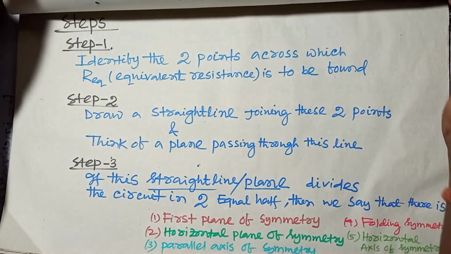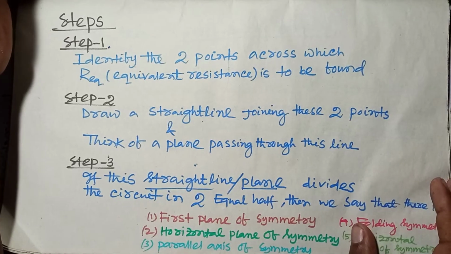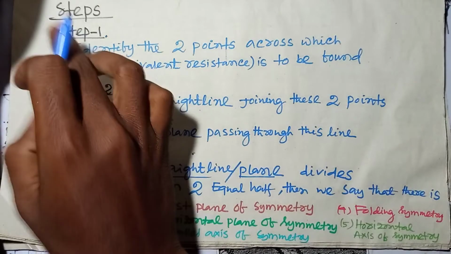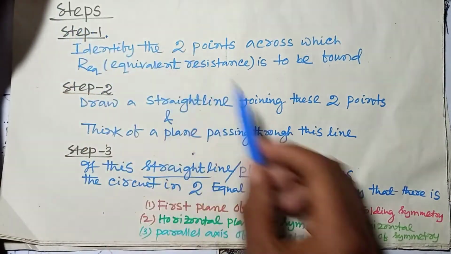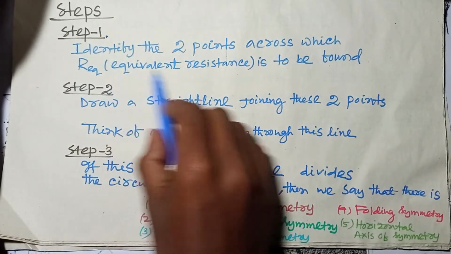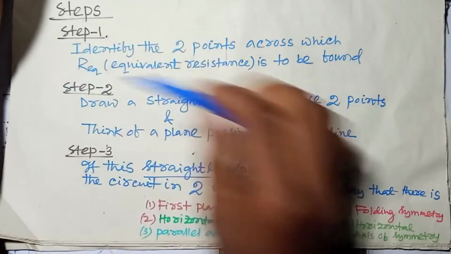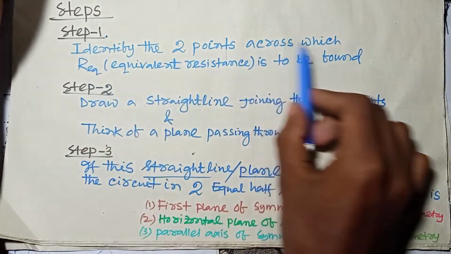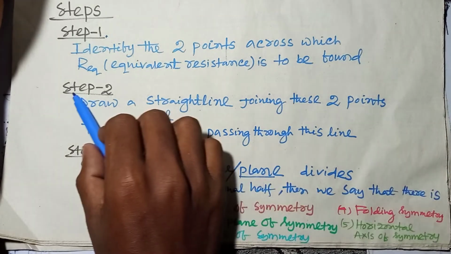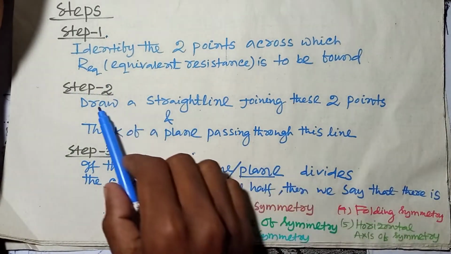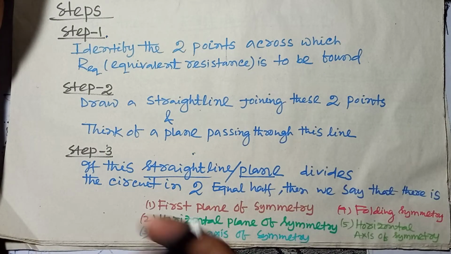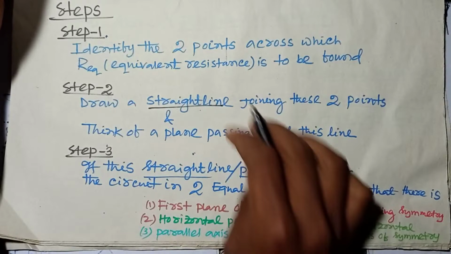So first of all, let's see the step by step approach. So here it is. Step number 1: identify the two points across which the equivalent resistance is to be found. You have to identify the points across which the equivalent resistance is to be calculated. Now in step number 2, you have to draw a straight line joining these two points.